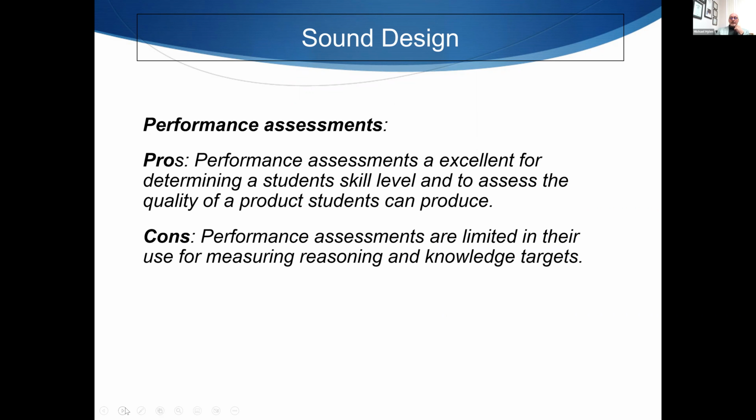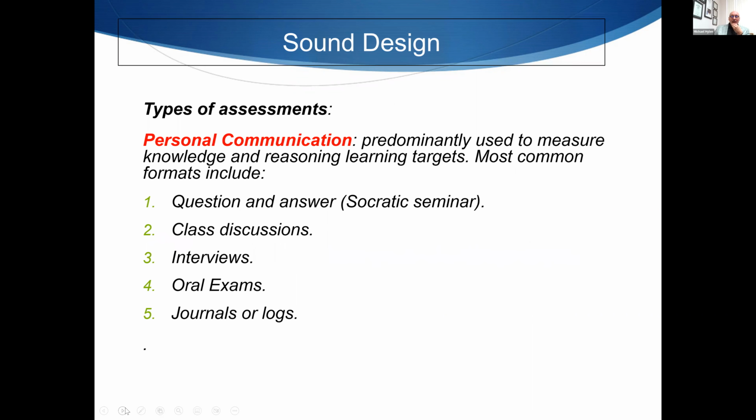Here are the pros and cons. I'm not going to go into those. They are somewhat limited in some senses of measuring knowledge. I know that sounds weird, but more so they're used for higher level things. And then personal communication. This is predominantly used to measure reasoning in learning targets. And I'll give you an example.